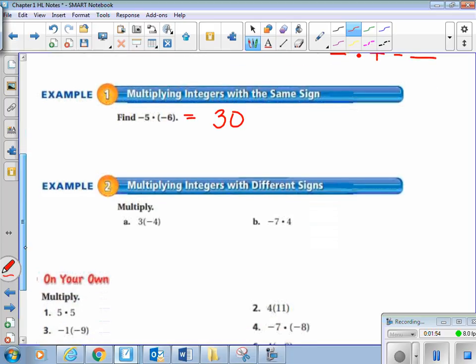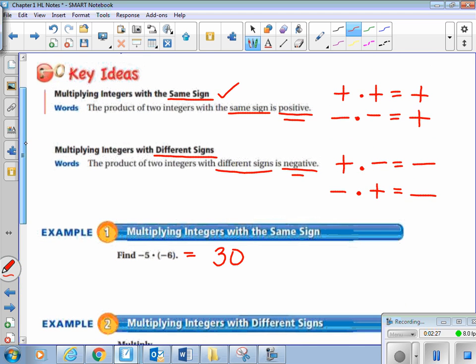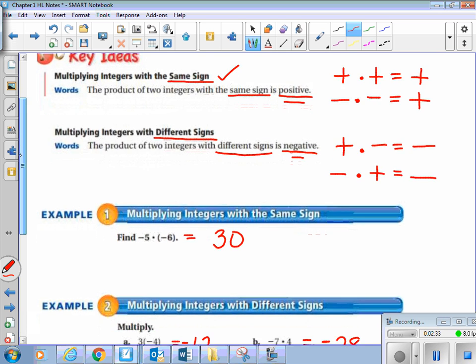In example 2, different signs. In A, I'm looking at 3 times negative 4. Well, I know 3 times 4 is 12. Therefore, 3 times negative 4, since my signs are different, my answer would be negative 12. In B, my signs are different again. Negative 7 times 4. 7 times 4 is 28, but negative 7 times positive 4 would be negative 28. Different signs always give me a negative answer. So I want you to make sure that you have those rules down. Same sign, positive. Different sign, negative when you're multiplying.